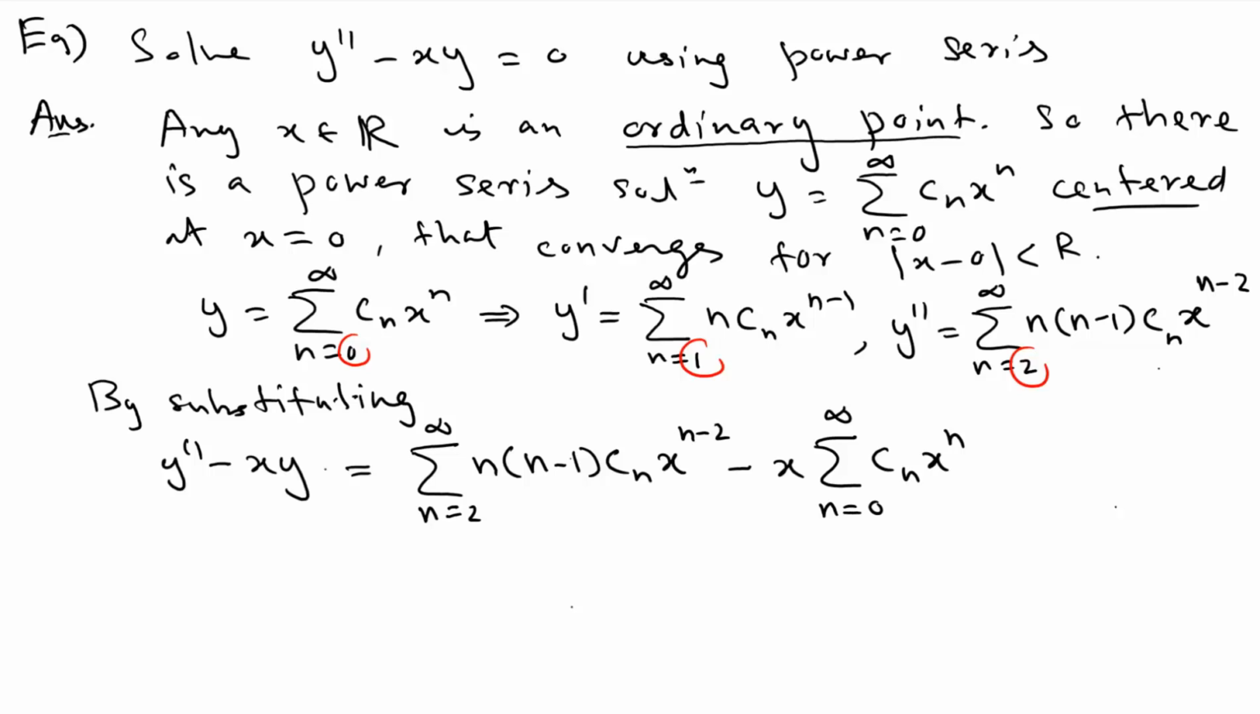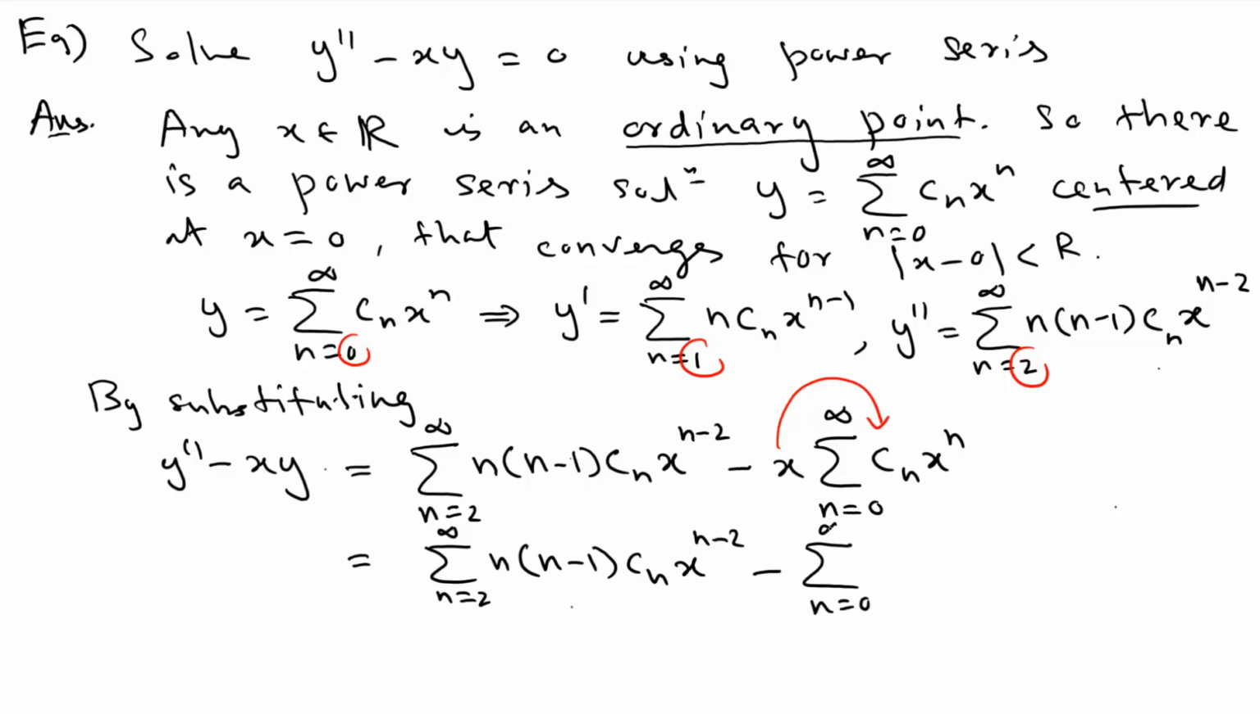One thing that we can do is put the x inside. That's the first thing we do. Then you're going to see sigma n equals 2 to infinity of n minus 1 c_n x^(n-2) minus sigma n going from 0 to infinity of c_n x^(n+1). Now we're going to rewrite using one index. So we're going to bring down by 2, down by 1, up by 1. Then you can write everything using x to the n. So it's very clear now.